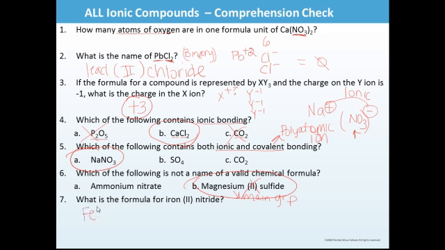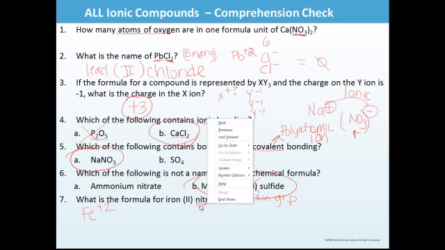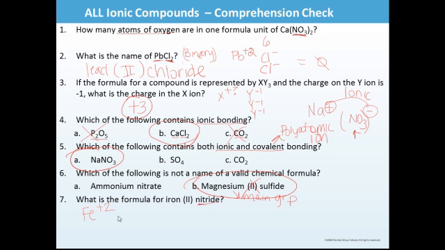What is the formula for iron 2 nitride? Well, iron we know is Fe. We know it's positive because it's a metal. It totals the charge. IDE tells us that it's probably the monoatomic ion that includes nitrogen, since it says nitride. So this is the N, which has a -3 charge. So we crisscross, we reduce, and we get Fe3N2. Can't reduce that. And that is it for ionic compounds.